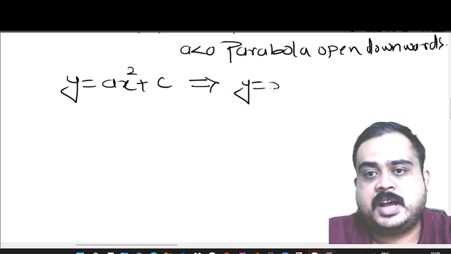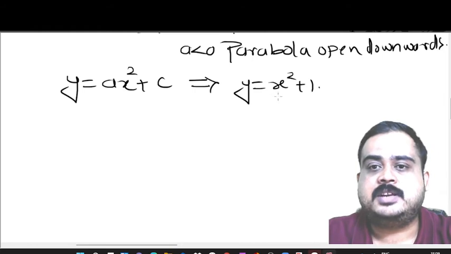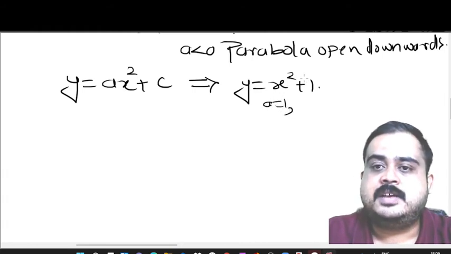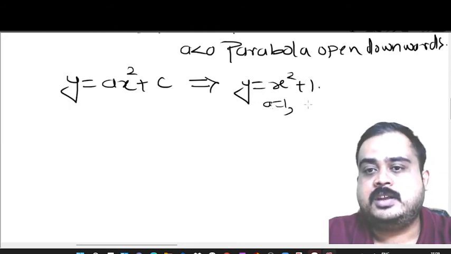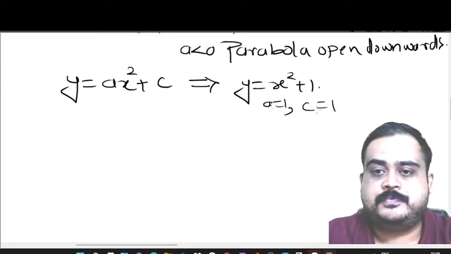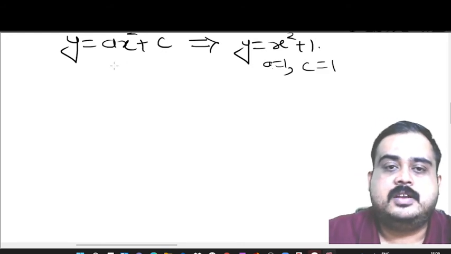So let us take y equal to x square plus 1 now. In this y equal to x square plus 1, a is equal to 1. You can compare this x square plus 1 with ax square plus bx plus c. You will find that a equal to 1 and c equal to 1, while b is equal to 0. Okay, so a equal to 1 and c equal to 1.